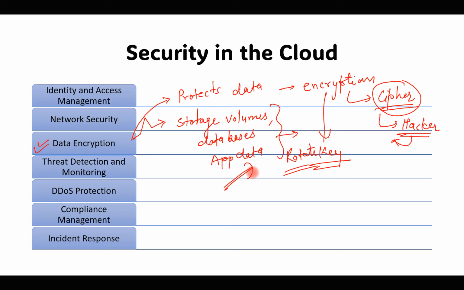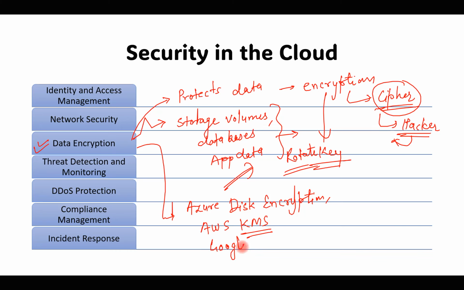Now it's time to talk about the services available in different cloud providers. If we talk about Azure, we have Azure Disk Encryption. In AWS, we have AWS KMS, Key Management Service. Similarly, for Google Cloud, we have Google KMS. For Oracle, we have Oracle Cloud Key Management.